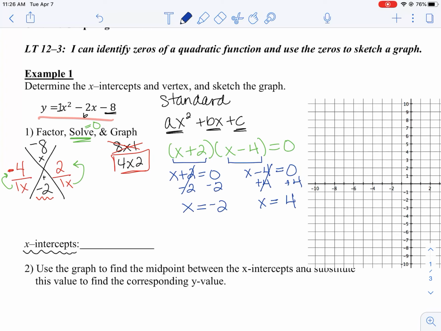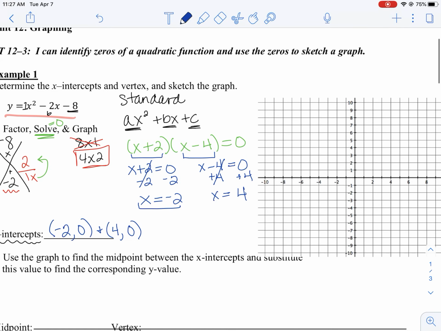So how do I write x equals negative 2 as an x-intercept? Negative 2 is our x value, 0 would be our y if it's an x-intercept. 4 would be our x value, and 0 would be our y value for our other x-intercept. So now I'm going to go over to my graph, and I'm going to plot those 2 points. Negative 2 is our x, so that means we start right in the middle, and we go left 2 to negative 2. 0 for y, so we stay there, we don't move up or down.